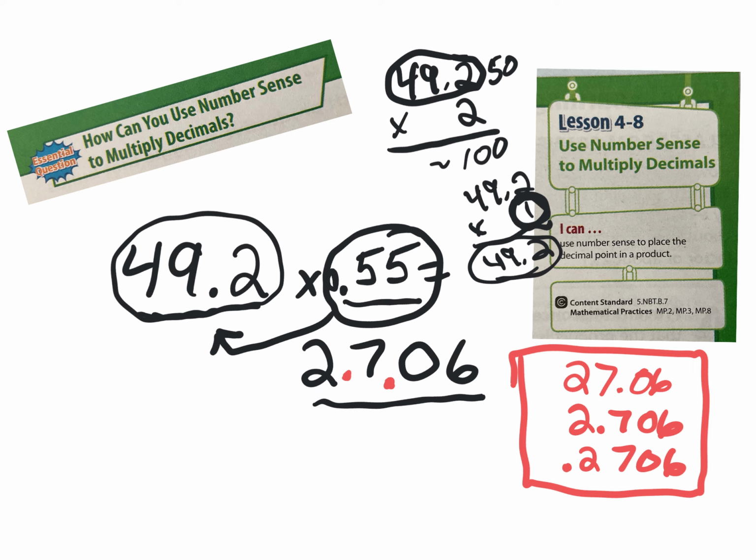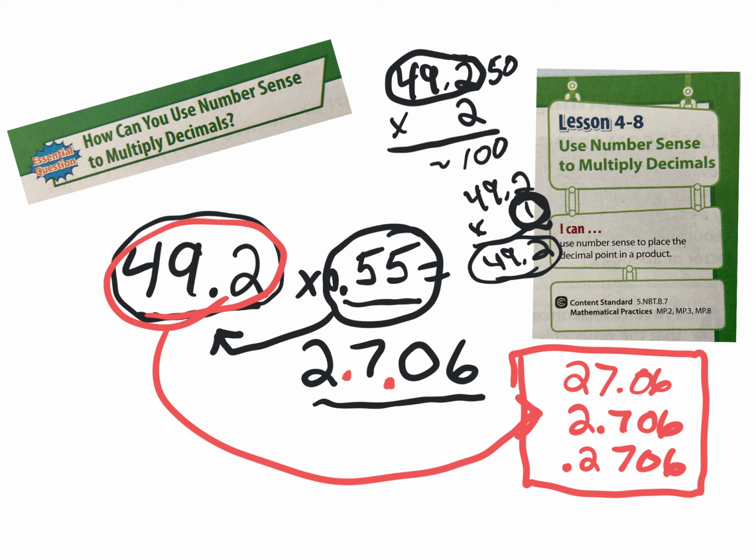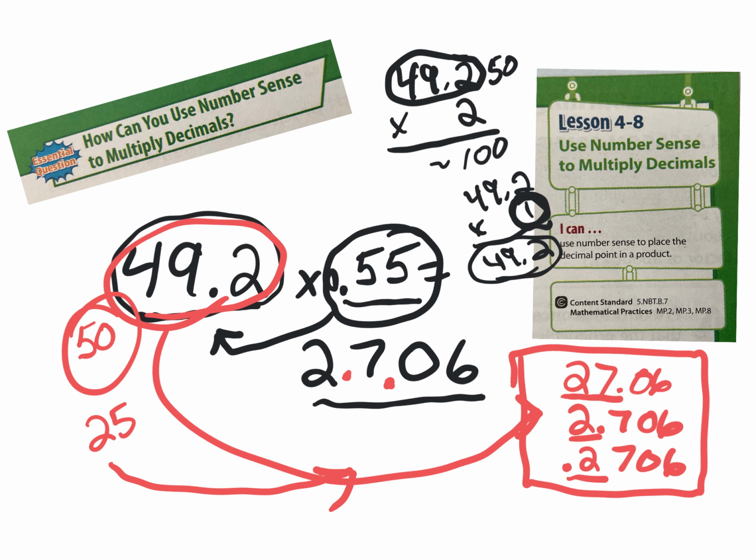Well, since 0.55 is about 1/2, it's about half of 1, the product has to be around half of 49. So which of these numbers is about half of 49? Would it be 27? Would it be 2? Or would it be 0.2? Well, let's estimate again. I know that 49 is really close to 50. What's half of 50? 25. Which of those numbers are closest to 25? You got it, 27.06.